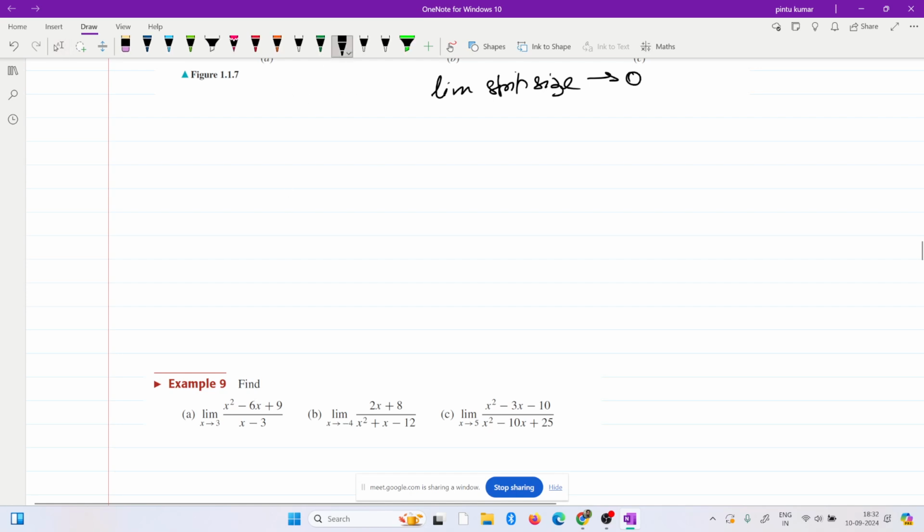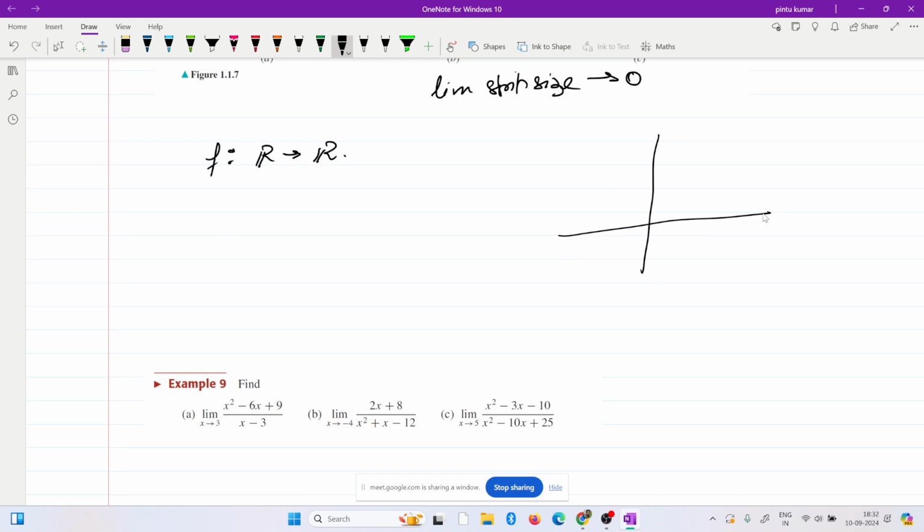I'll first define it for an R to R function. Let's say f is a function from R to R. Okay. So this is your R. This is also R, but let's say this is X, this is Y. And you have, let's say, a function of this form. Or we can have some function with some steep curve, something like this. This is a curve only, there is no sharp point over here. So let's say this is your X.